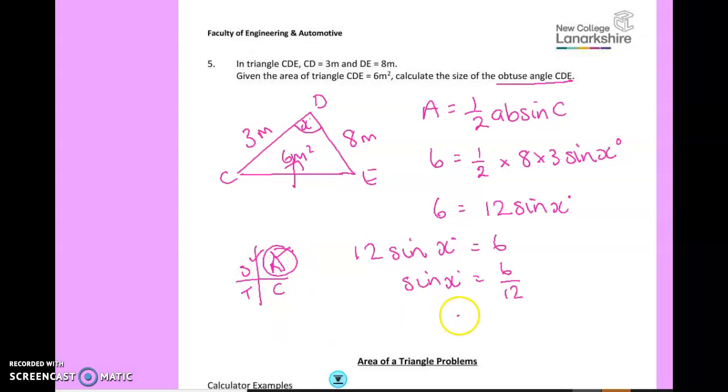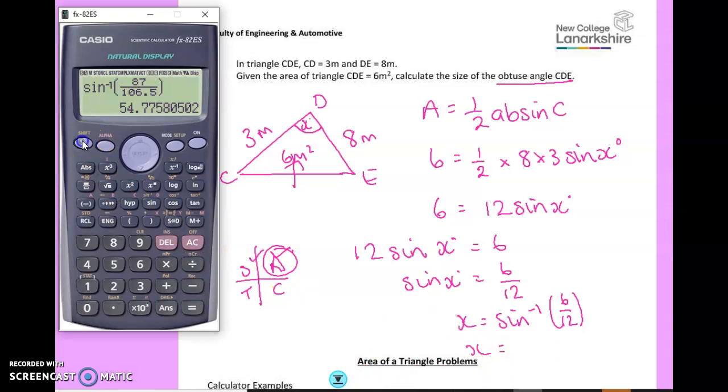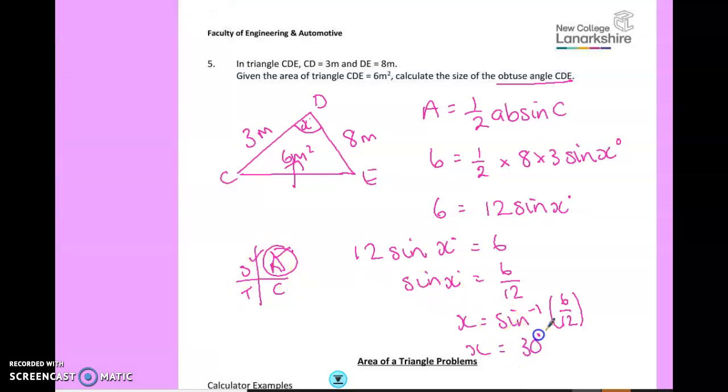I get my answer in here by doing inverse sine 6 over 12. That's my calculator, which is a half, which should give me 30 degrees. I have been asked for the obtuse angle. A reminder, an obtuse angle is greater than 90, but less than 180. So it needs to be bigger than 90, less than 180.